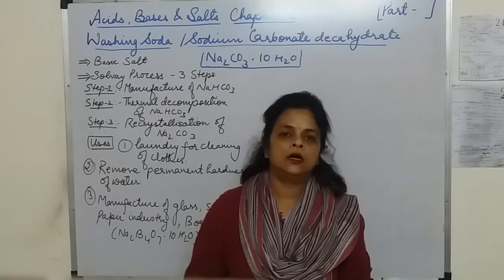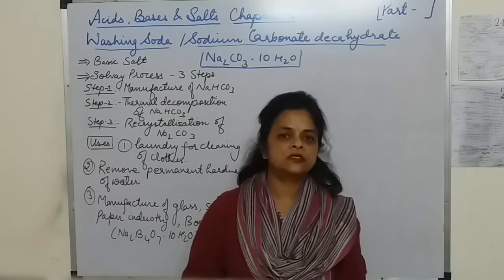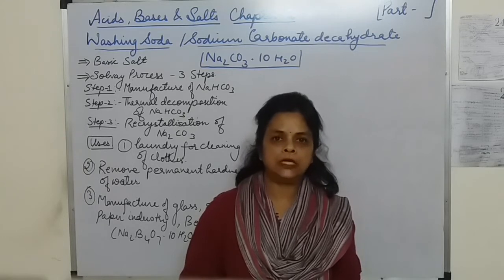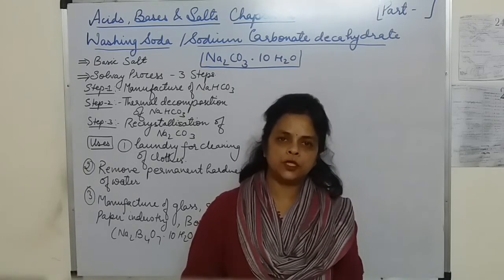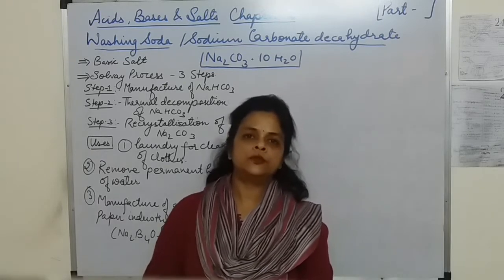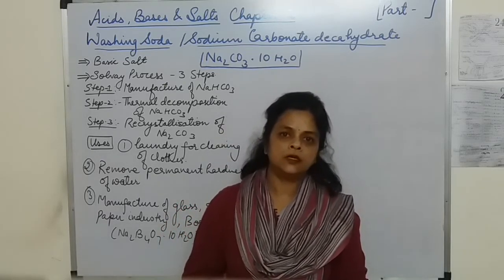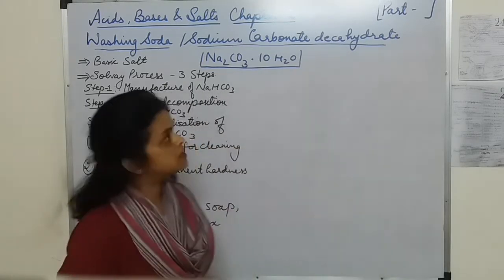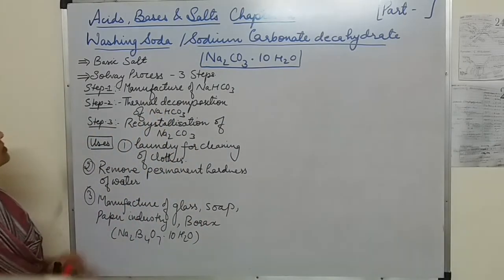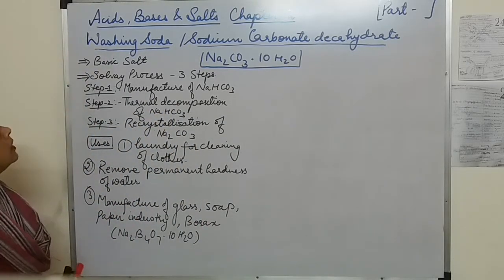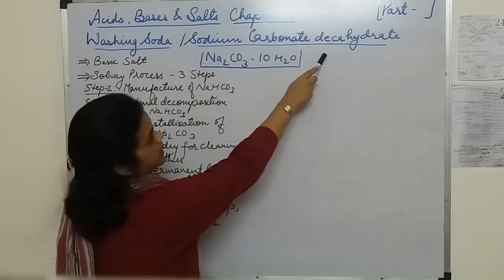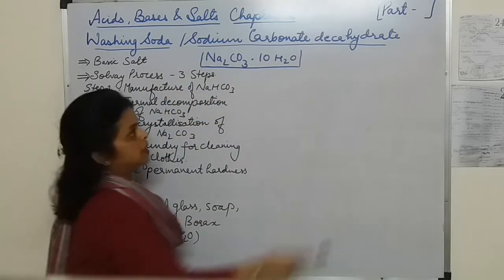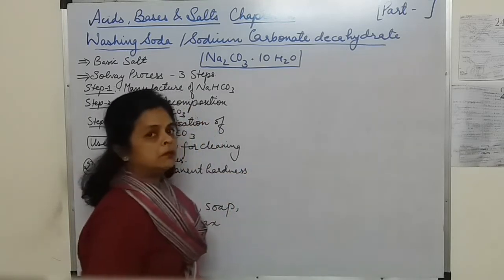Hello students, in this video let's continue with the various compounds which were prepared from NaCl, that is sodium chloride. The first compound we prepared was sodium hydroxide, second was bleaching powder, third was baking soda, and now we are going to discuss the fourth one, that is washing soda. Washing soda is also called sodium carbonate deca. Deca stands for 10 hydrate, that means water molecules.